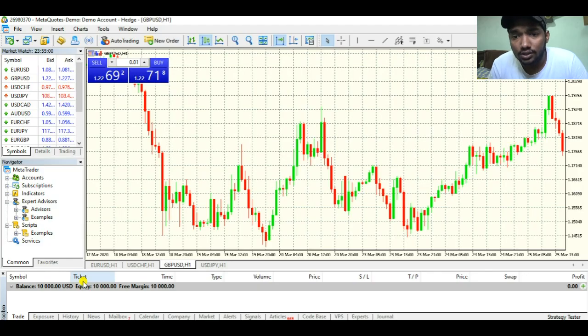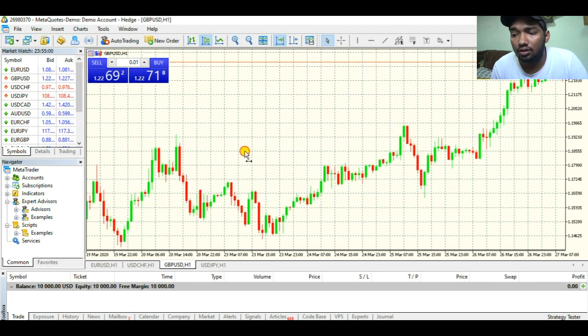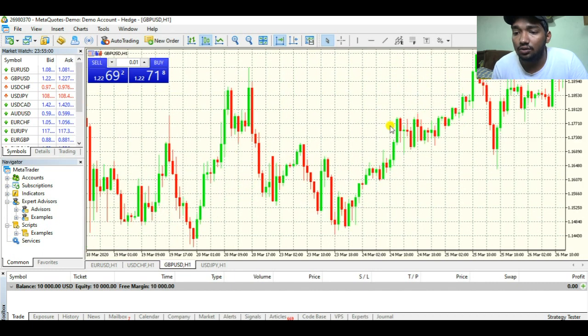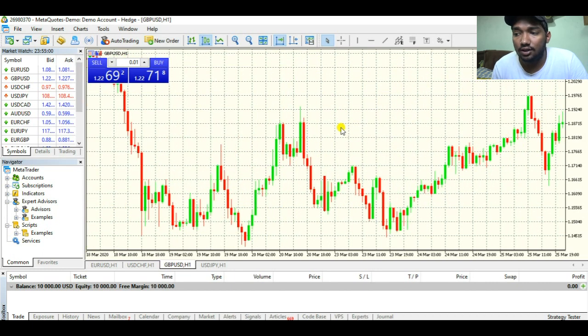Okay guys, here you can see I opened MT5, MetaTrader 5, and here is the chart you might be seeing like this in your brokers. So let's say, what is support and resistance first, for example.